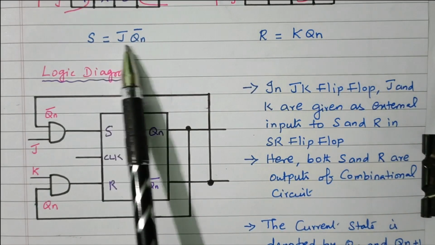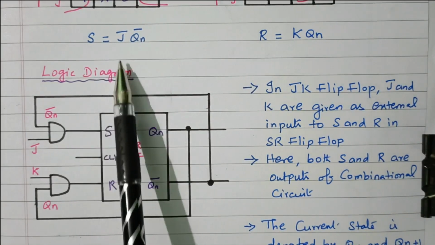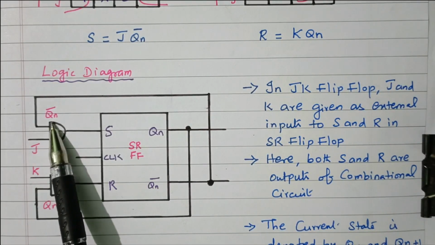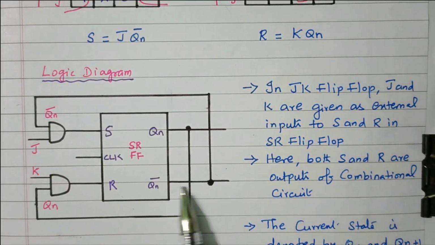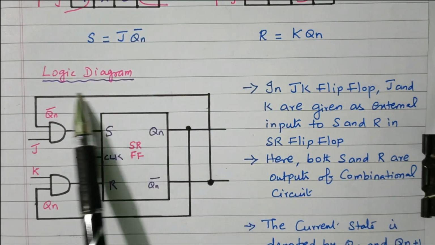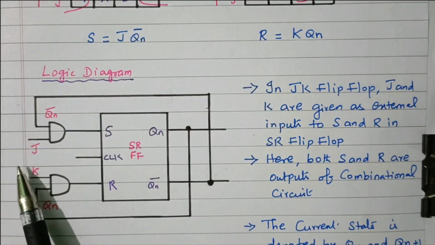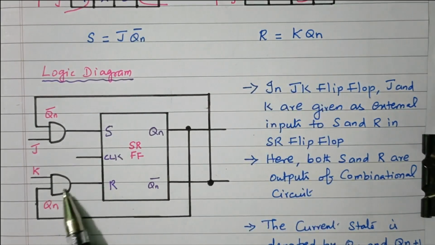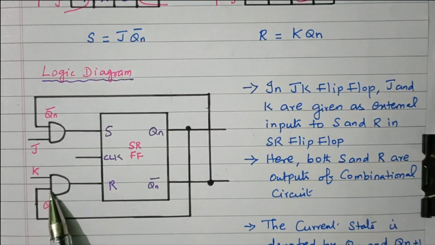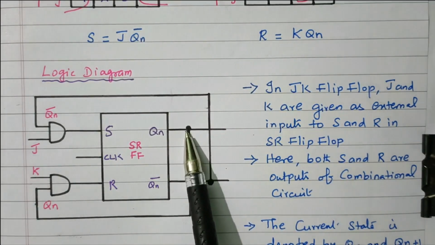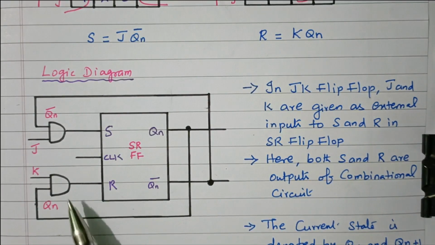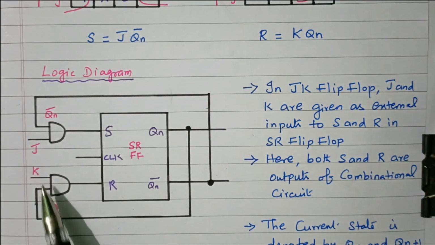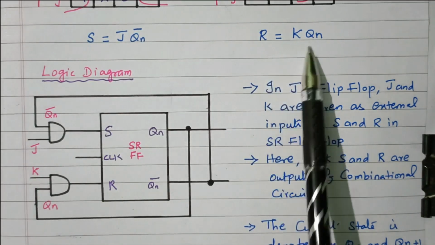S is nothing but J into Qn bar. So we need one AND gate here. One input is J, another input is Qn bar. This is Qn bar, connected to the AND gate. And for R, K into Qn, we need one more AND gate. K is one input, another input is Qn. From here Qn is connected. So J into Qn bar is S, K into Qn is R.